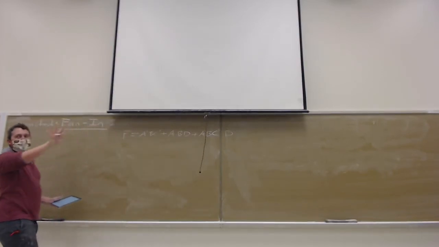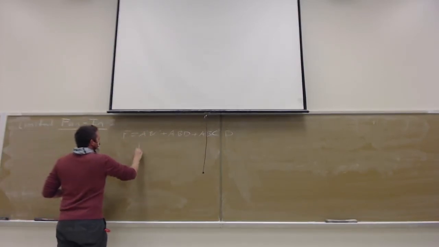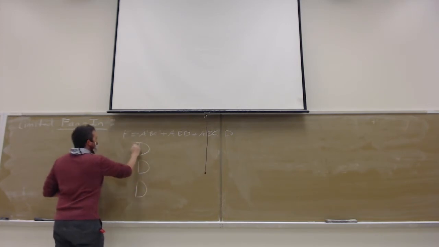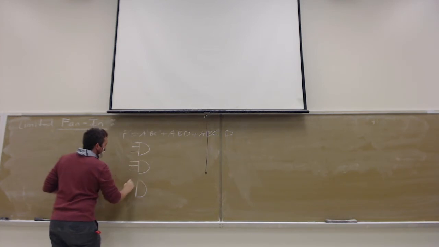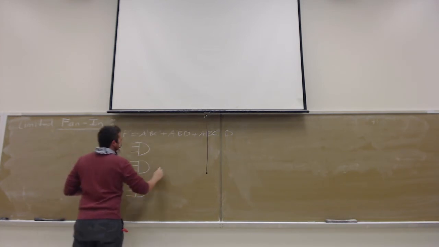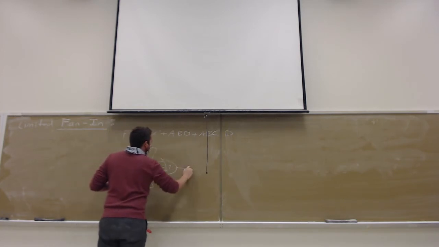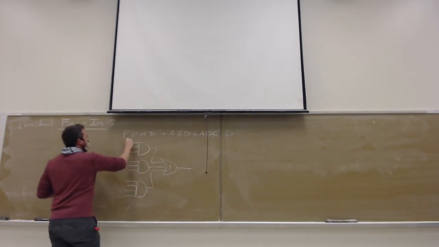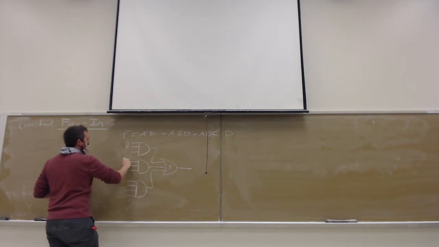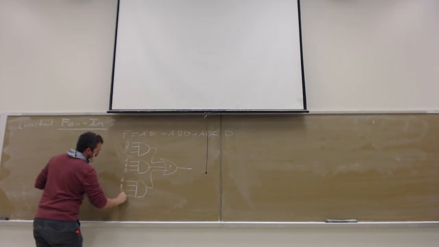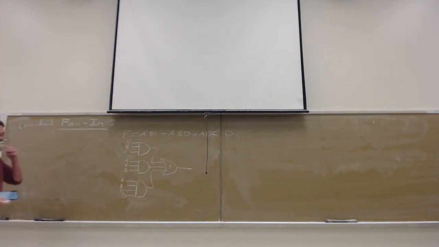All right. But if we didn't do that, if we just had this circuit, this would be a two-level AND-OR circuit. It's got three inputs and four inputs. A prime, B, C prime, D, A, B, C, D, right? So fan-in refers to the maximum number of inputs to a gate. Let's go ahead and define that.